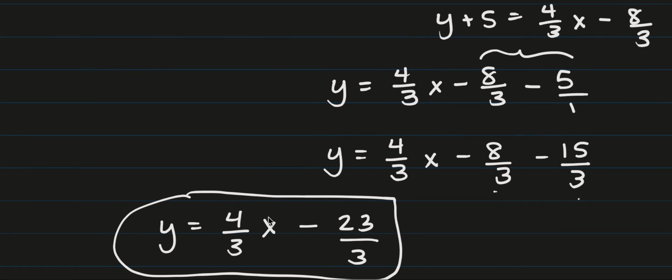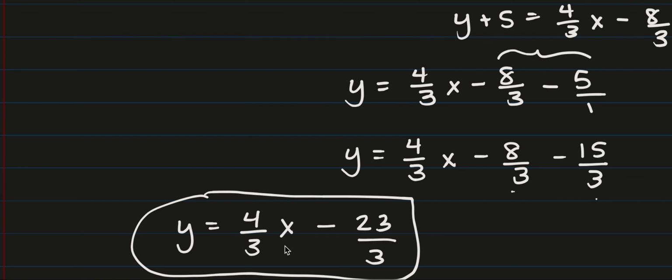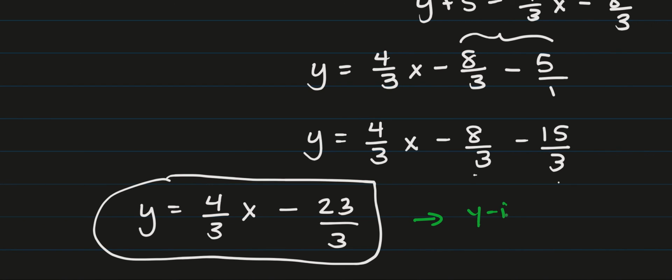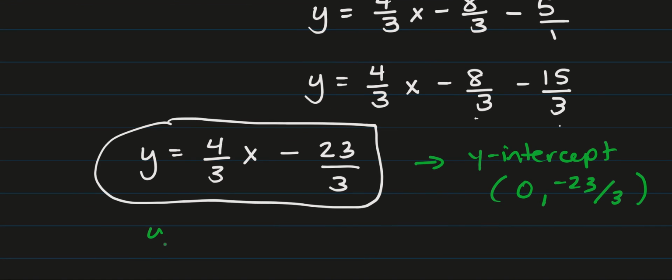So something I could ask you, other than just finding the slope-intercept form, is what is the y-intercept? And you would say, oh, well, the y-intercept is 0, negative 23/3, because this is in the form y is equal to mx plus b, where this b, well, you can make this a plus negative like that, and so you get the b here, which is right here, 0, b.